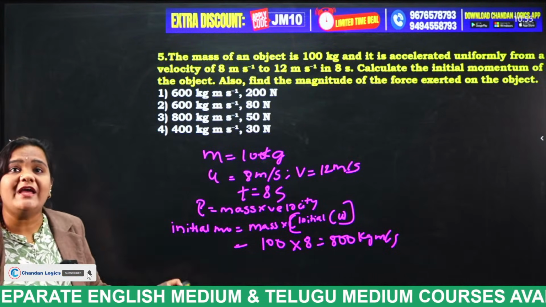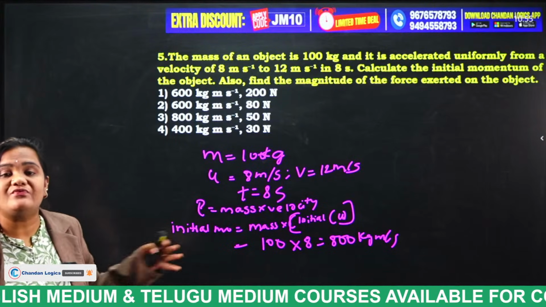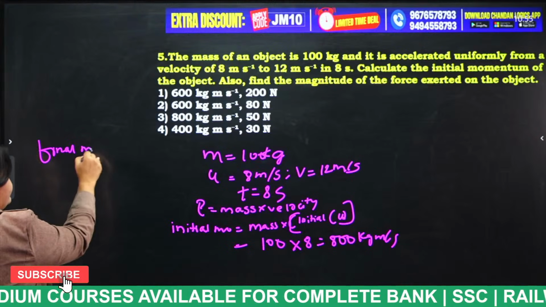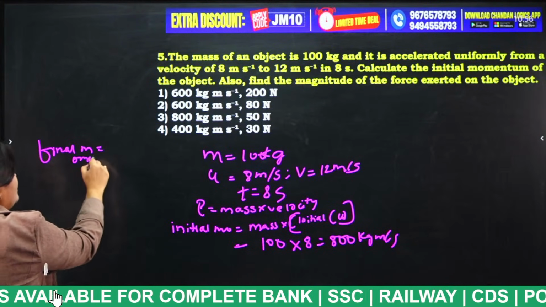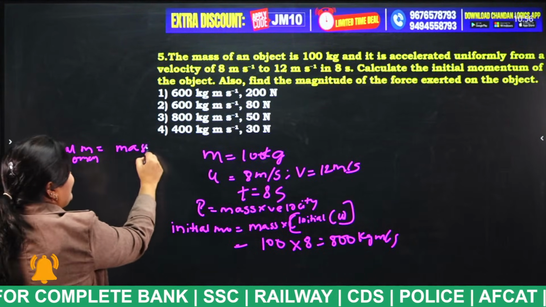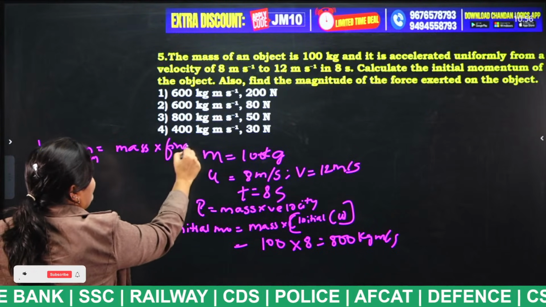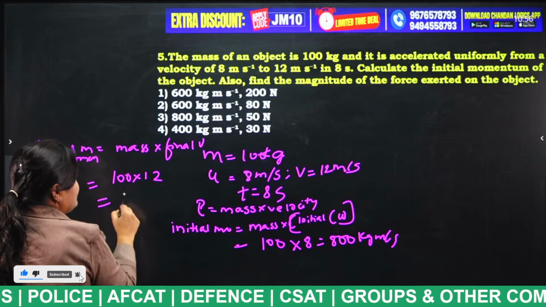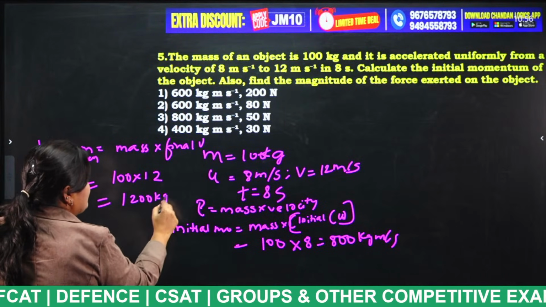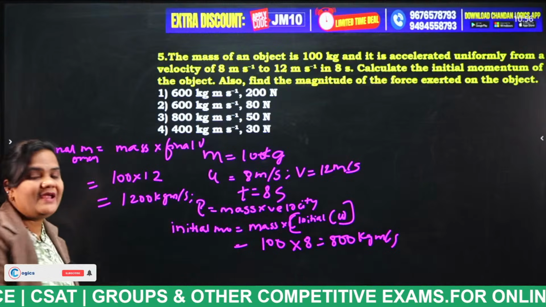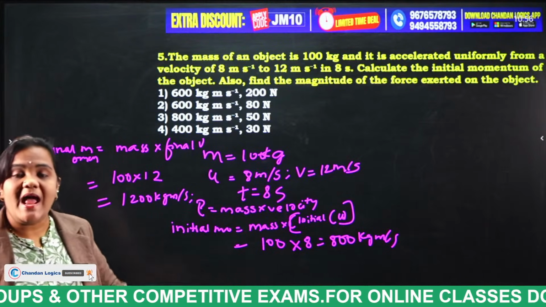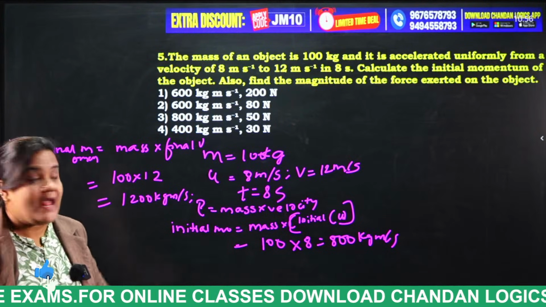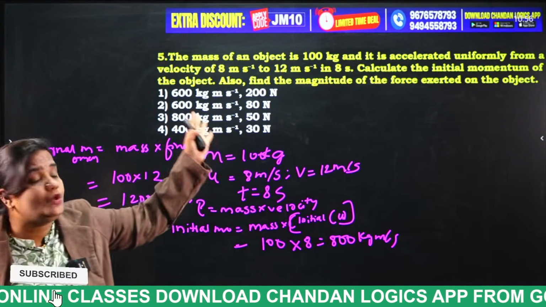In the same way, we have to find the final momentum. Final momentum is equal to mass into final velocity. So what will you get, students? 100 into 12. So what is the answer? 1200 kg meters per second. Okay, that is fine. We have calculated the initial momentum and we also calculated the final momentum. Now what do we have to find? We have to find the magnitude of the force.